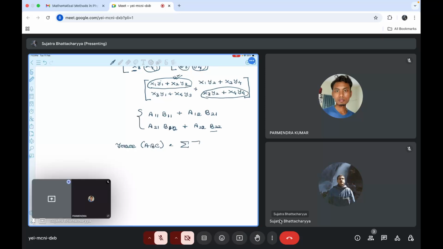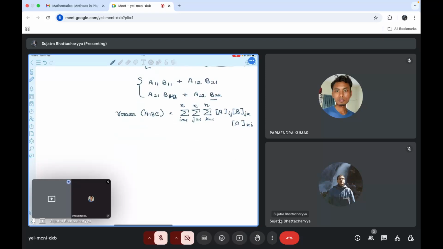Three summations: i equal to 1 to n, j equal to 1 to n, k equal to 1 to n, because n is the same everywhere. So for A it will be ij, for B it will be jk, and for C it will be ki. This is how you can define the case. This is an important part which I wanted to cover. I think it is required. You will see it in the assignment questions.